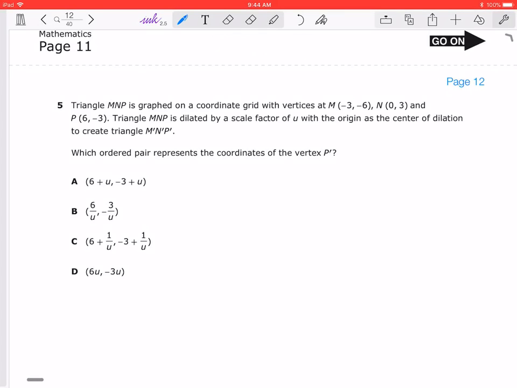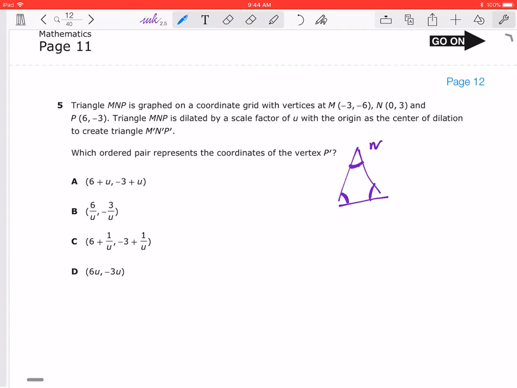Welcome back. Listen, these transformation questions are really easy. When we're talking about here in this problem, we say that the triangle MNP is graphed on the coordinate grid with the vertices. So remember, if we talk about a triangle, the vertices are here, here, and here. Okay, it could be any one of those three.